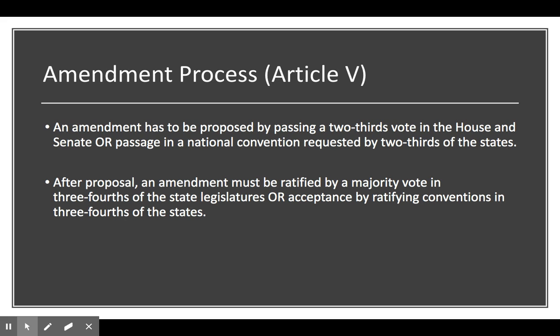Now, after an amendment is proposed, it has to be ratified by either a majority vote in 3/4 of the state legislatures or acceptance by ratifying conventions in 3/4 of the states. So, a very tedious process, and that is why there have only been 27 amendments to the Constitution at this point. And the framers wanted it to be that way.